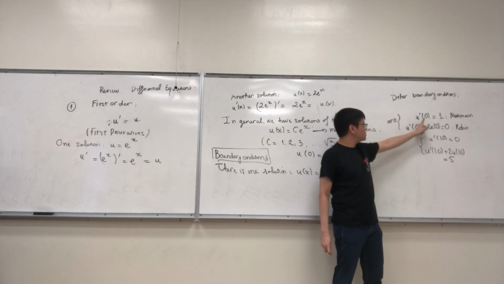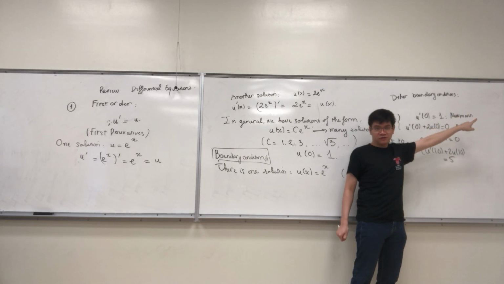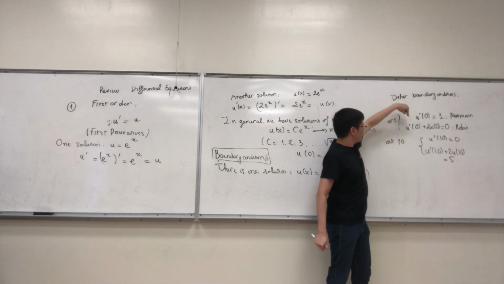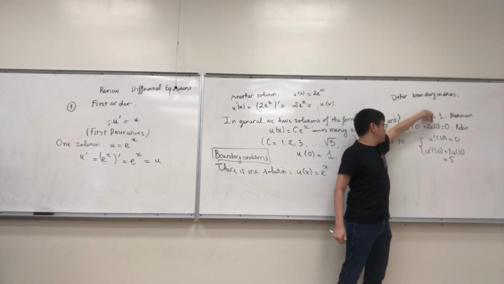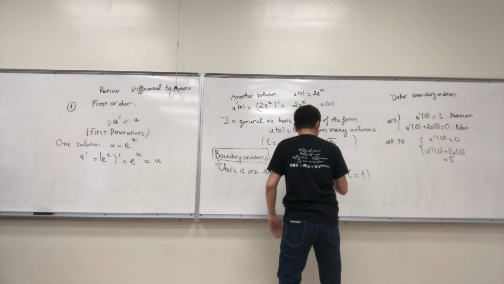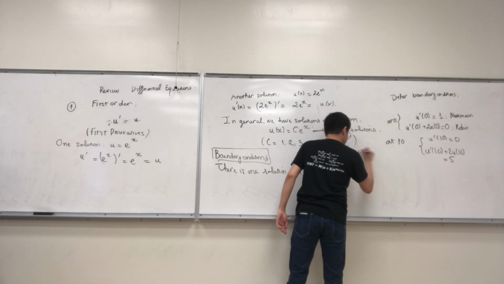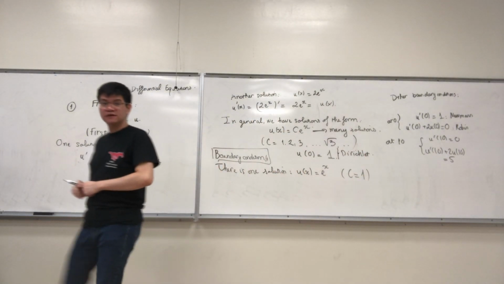So if in the boundary condition you have a derivative, then this is the Neumann boundary condition. If you have derivative plus u, then this is the Robin boundary condition. All right. So if you don't have derivative, then this is Dirichlet. All right. Questions? Is it clear?